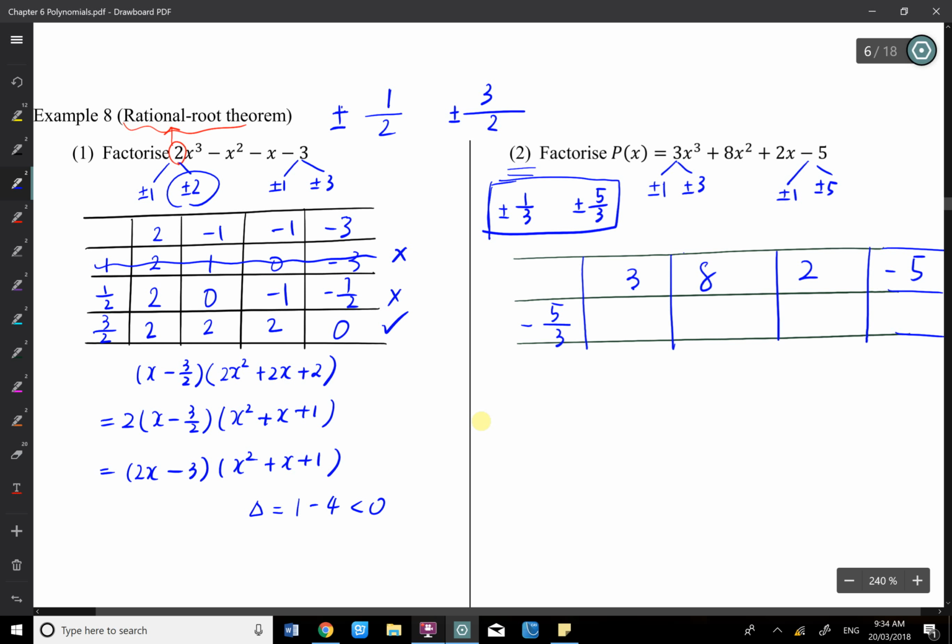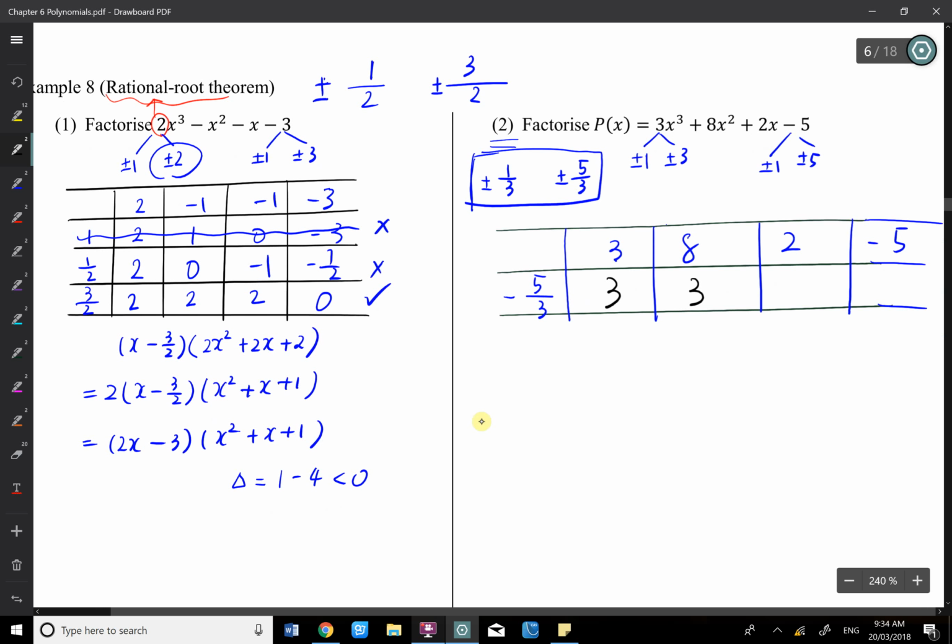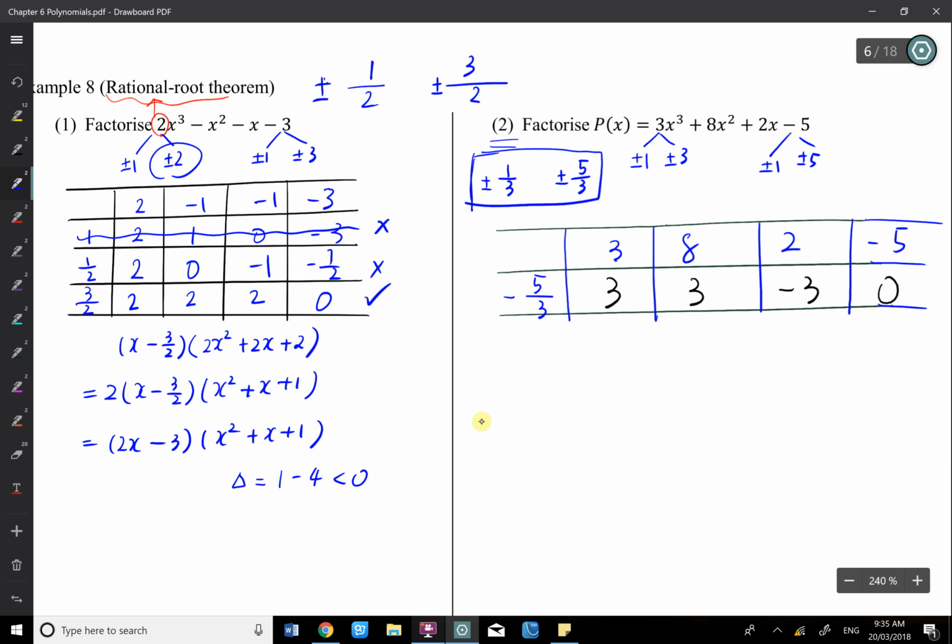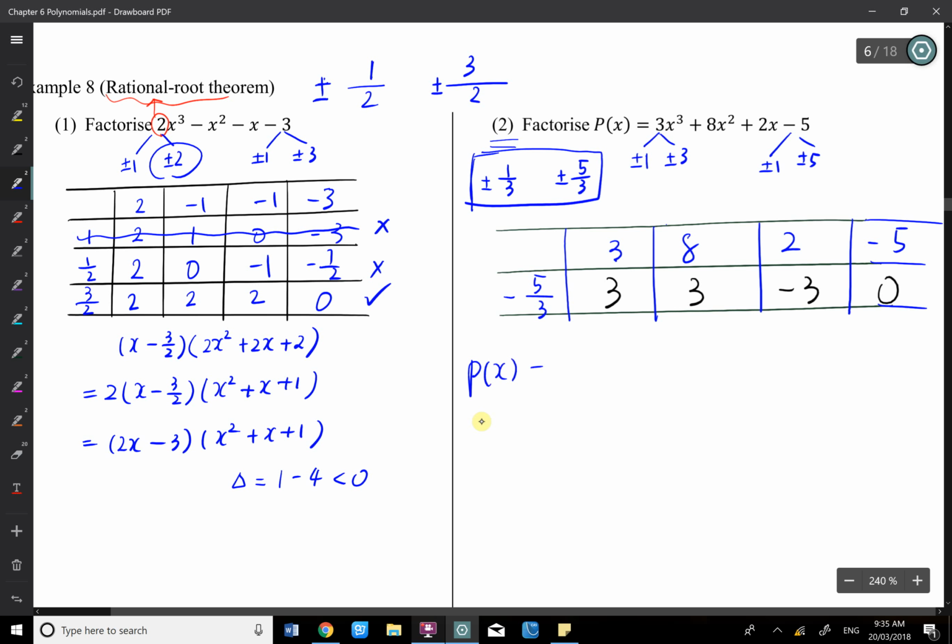So we always have the 3 below. Okay, the 3 is always there. Times them, gives me -5. -5 plus 8 gives me 3 again. This 3 gives me -5 plus 2, we have -3. And -3 times that is 5. 5 plus -5 is 0. So p(x) can be written in the form of (x plus 5/3)(3x squared plus 3x minus 3).